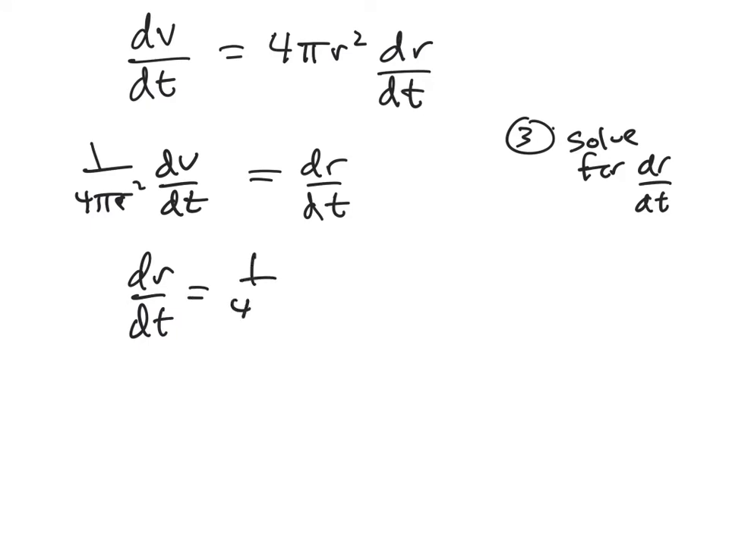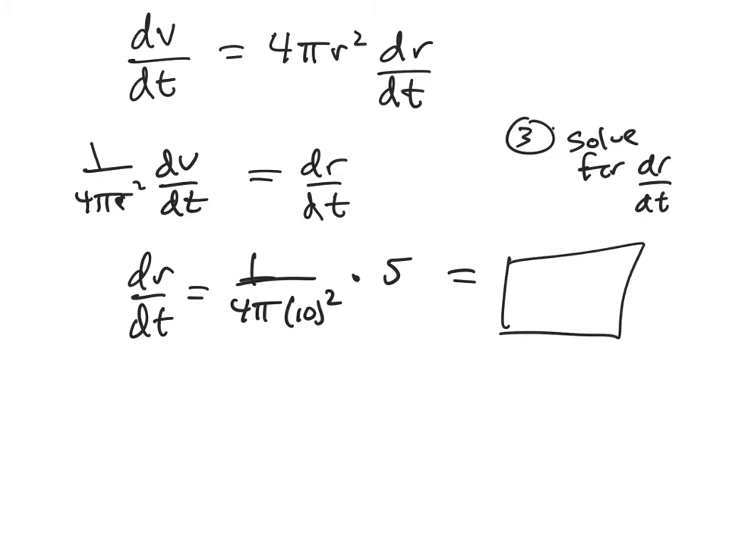It said before that r was 10, so it's 10 squared. And we said the dv dt was 5 centimeters cubed per minute, so it's times 5. And from there, you can go through and figure out that final number. I'm not going to worry about that. Okay, but there you go. You've got what you need.